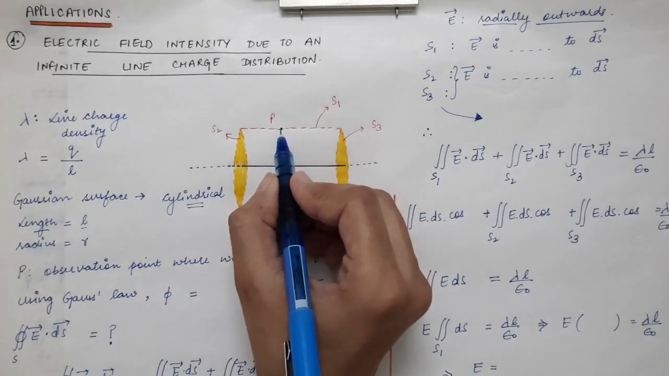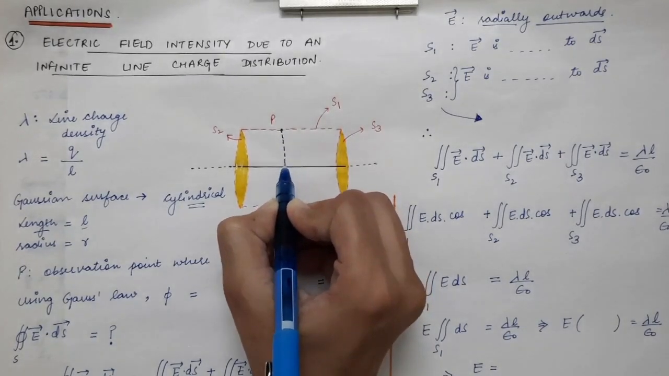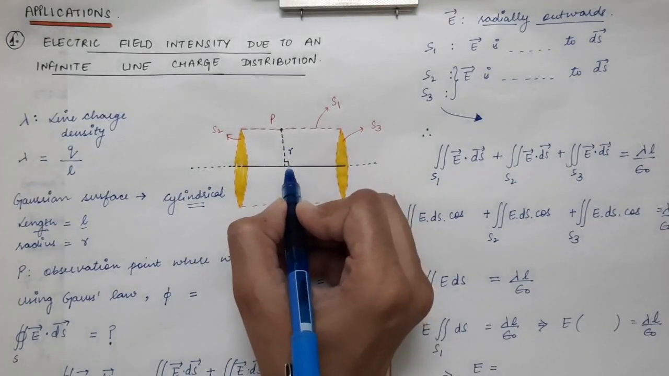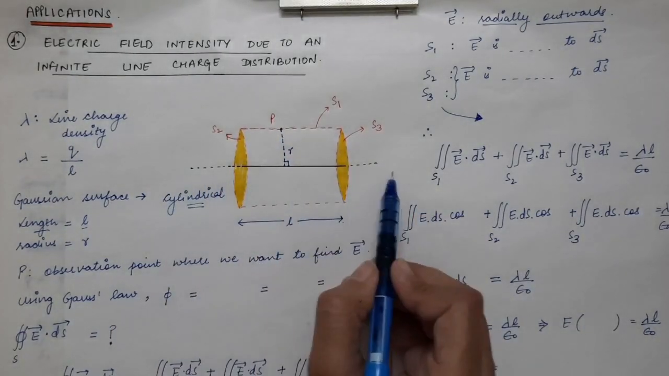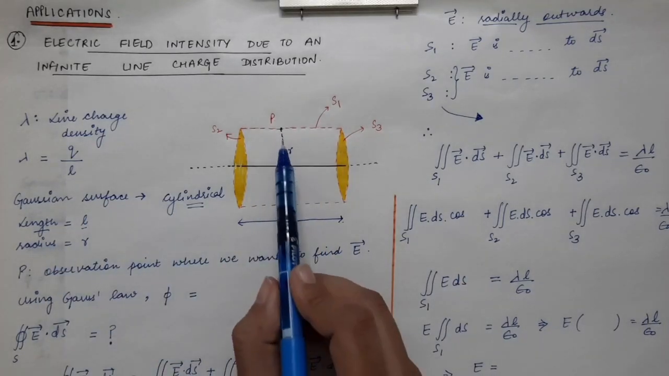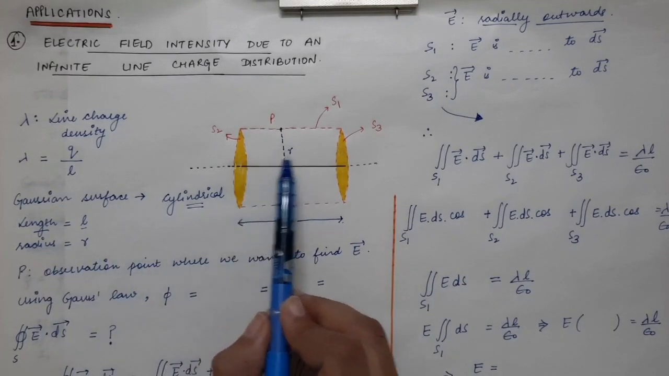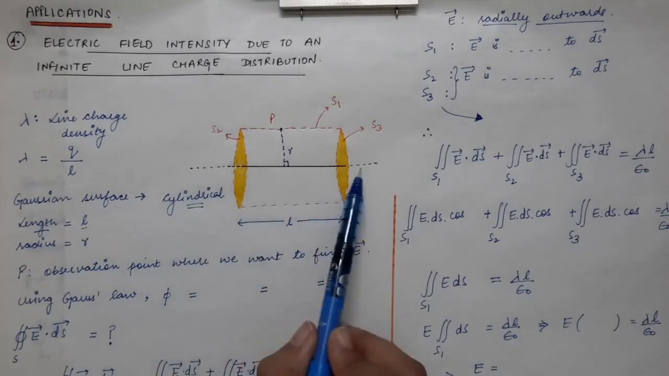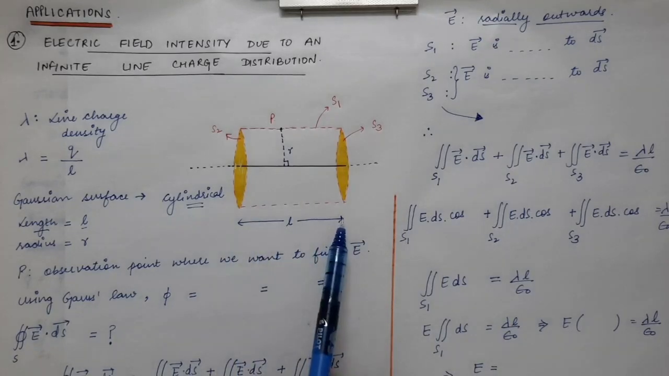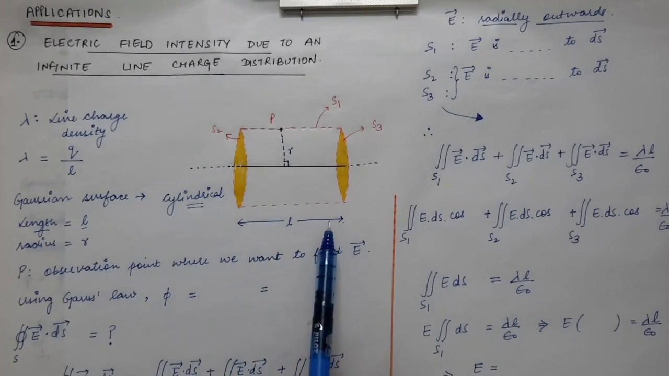This is the observation point where we want to find the electric field intensity, and this point is at a distance of small r from the line charge distribution. This is the perpendicular distance of the observation point from the line charge distribution. Therefore we have drawn a cylinder of radius r and whose length is equal to small l. This line charge distribution is of infinite length, so we have just taken a small length of it and drawn a Gaussian surface whose length is equal to small l.